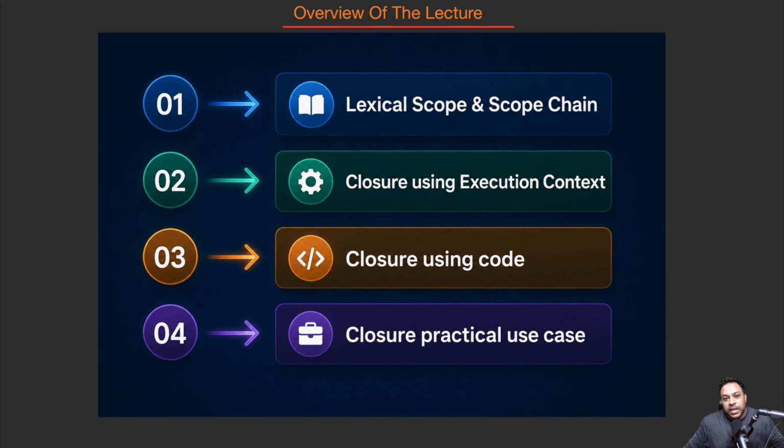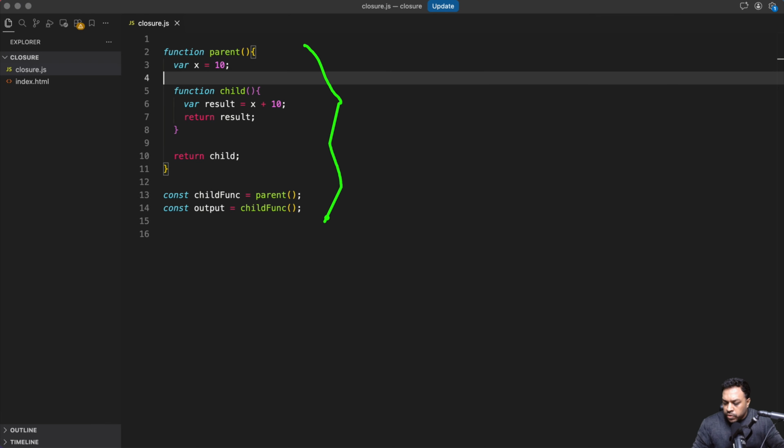So let's get into that. Well, here we are in the VS Code, and this is the very same piece of code. Here we have the parent function. Here we are calling the parent function. It is returning the child function here, and we are calling the child function. It is giving the output.